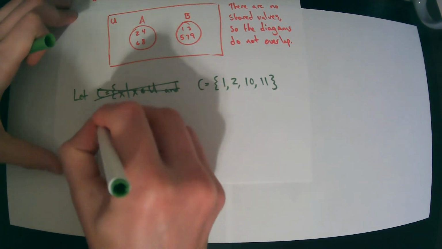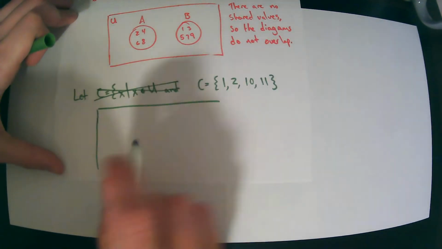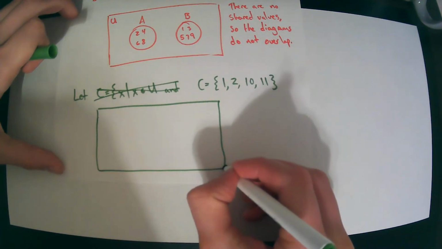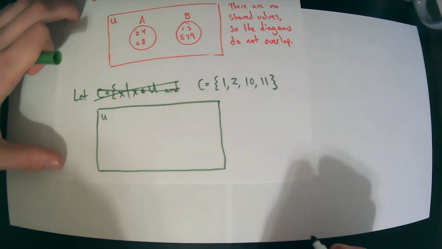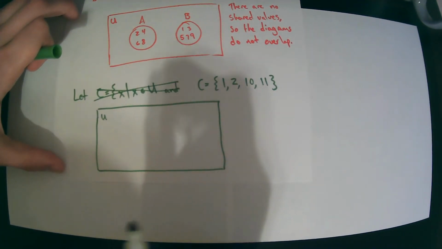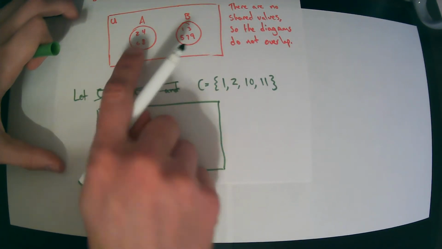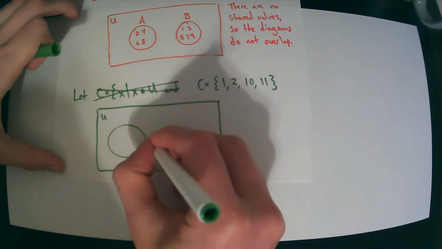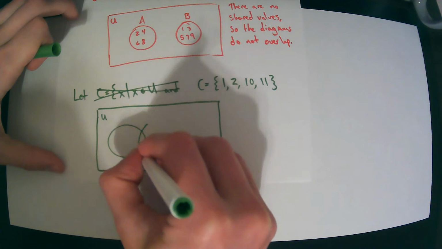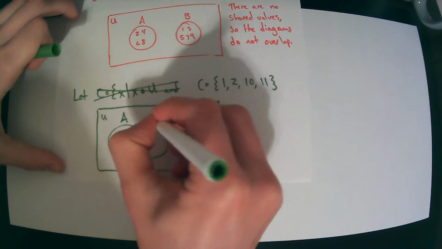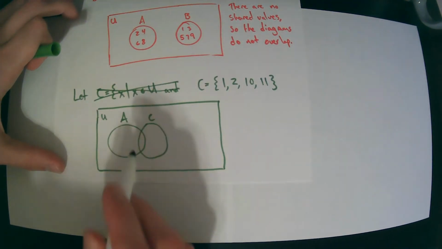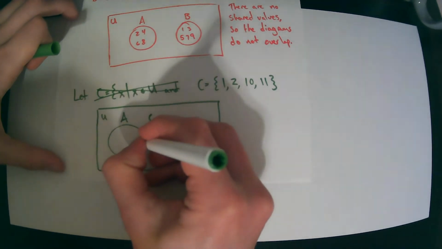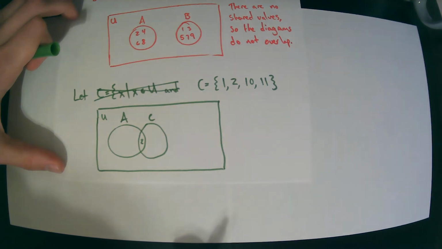So we're going to need a new picture. We're going to draw a picture with A, B, and C, and U. The rectangle is the universal set. There we go. Okay, so A is the set 2, 4, 6, 8. It does overlap with C a tiny bit. Here's A, and here's C. What is in the overlap between A and C? It's a 2, right?